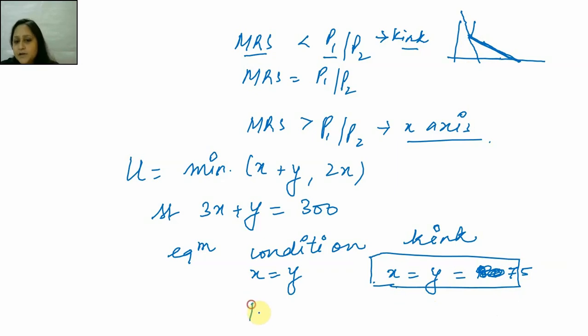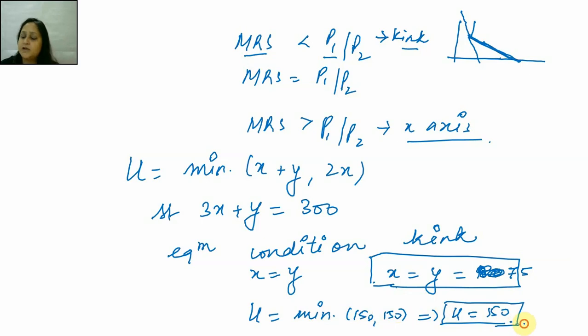ठीक है, इसमें आप देखो अगर आपके पास यूटिलिटी कितनी आई, मिनिमम ऑफ 75 plus 75 comma 2 into 75 which is 150 comma 150. So my utility here is 150. And if you want to check कि आपने जो किंक निकाला वो सही निकाला कि गलत निकाला, तो आप चेक कर सकते हो. कैसे करोगे? टेक एनी अदर पॉइंट. टेक पॉइंट हियर फॉर एग्जाम्पल. आप बोलो किंक पे नहीं है जी, हमारा तो ओवरलैप पे होगा. या फिर मेरा एक्स एक्सिस पे होगा.